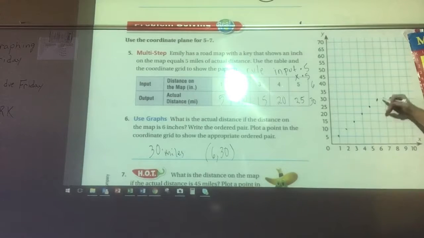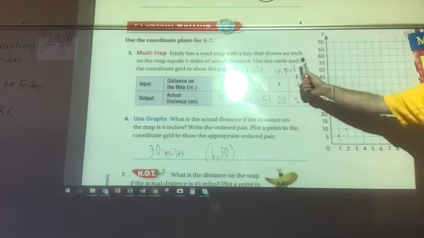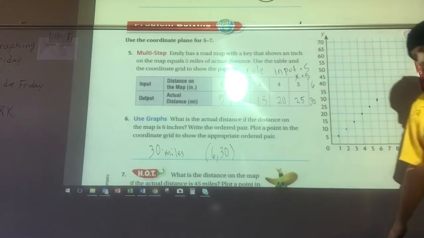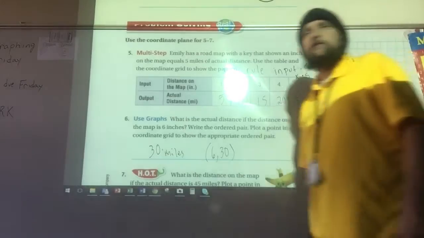Then we have to plot all this to show the pattern. Again, we have a rule, so my pattern is going to be straight.